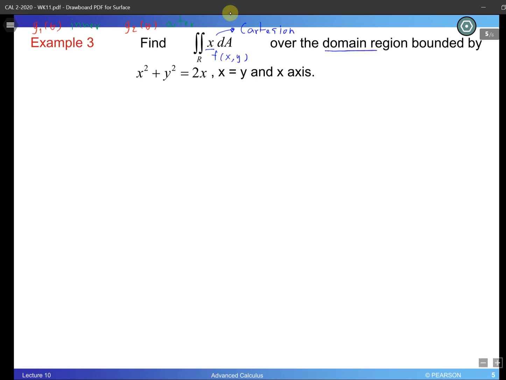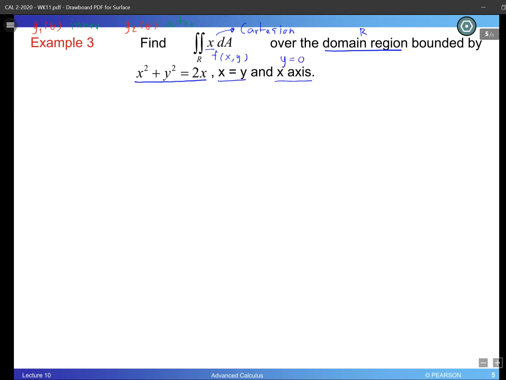So once again, we have this R, and it's going to be bounded by this curve and lines. Let's take a look at the first one: x squared plus y squared equal to 2x. This one is interesting. It's a little bit more complicated than the one that we had before. The one that we had before is definitely a circle with radius 1, but with this, we don't know what kind of shape this one is. Next one is x equal to y. This one is simple, a straight line. Next one is the x-axis, also simple, and equivalent to y equal to 0.